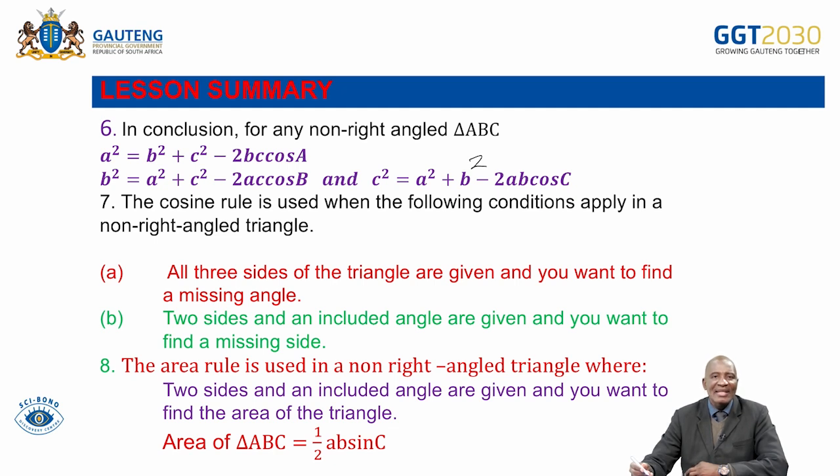The area rule is used in a non-right angle triangle where 2 sides and an included angle are given, and is given by the formula: area of triangle ABC is half AB sine C, or half AC sine B. You see, the small letters are A and B, but the angle is C, which means it's that angle trapped between sides A and B.